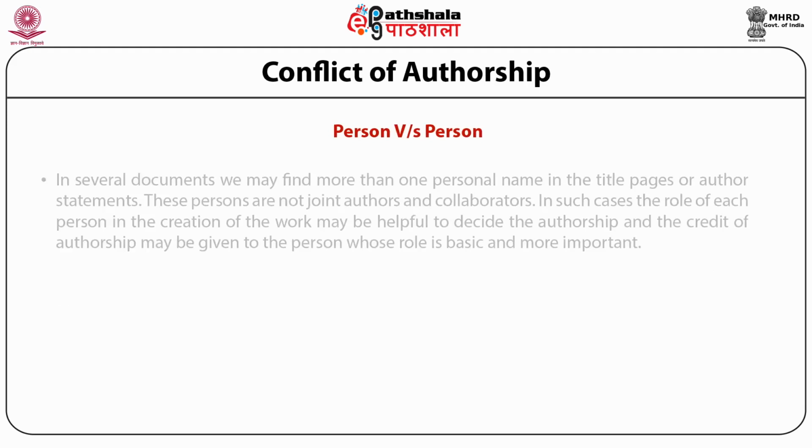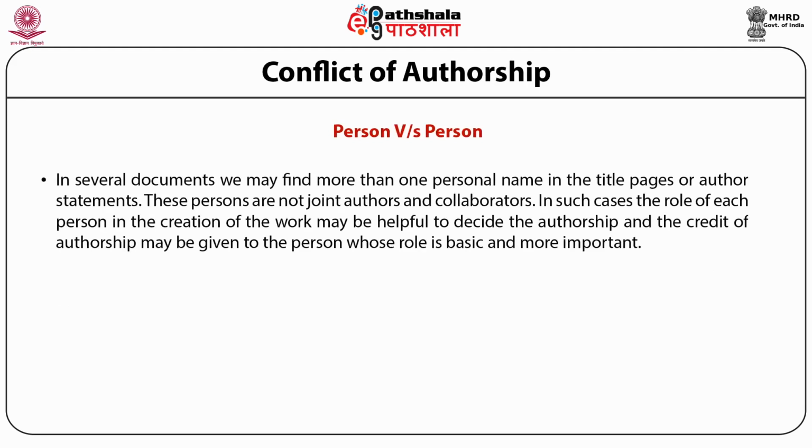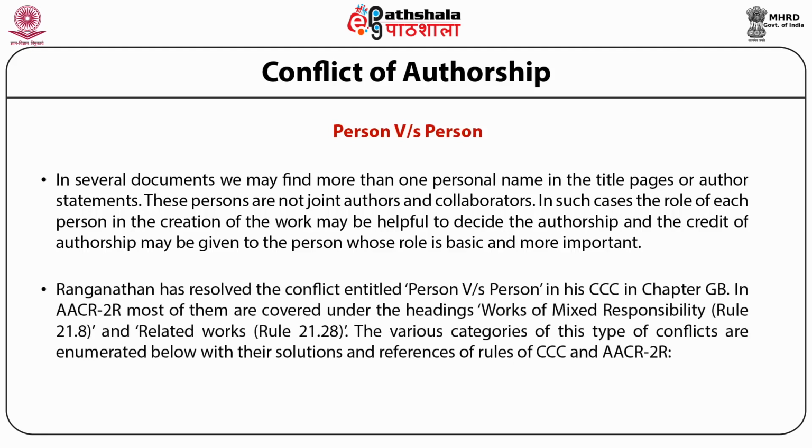Person versus person. In several documents, we may find more than one personal name in the title page or author statements. These persons are not joint authors and collaborators. In such cases, the role of each person in the creation of the work may be helpful to decide the authorship, and the credit of authorship may be given to the person whose role is basic and more important. Ranganathan has resolved the conflict entitled person versus person in his CCC in chapter GB.